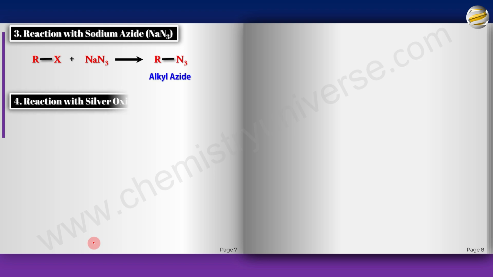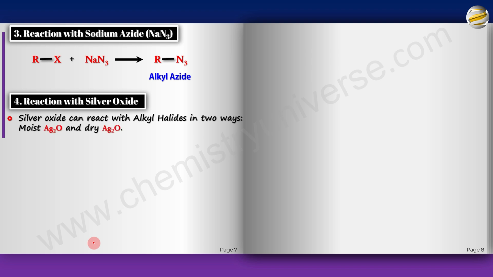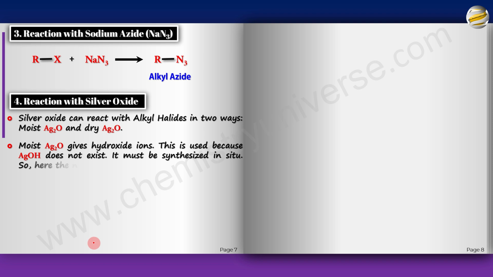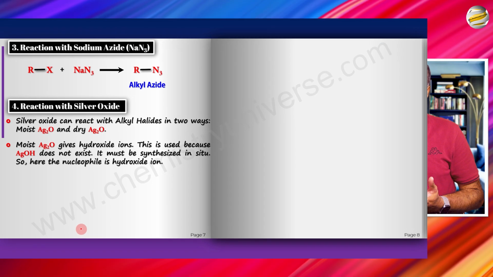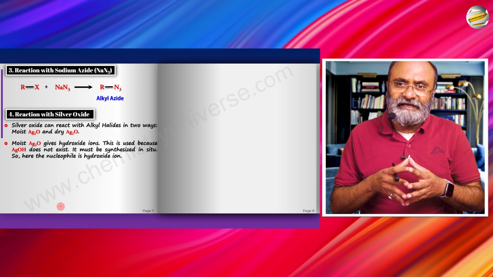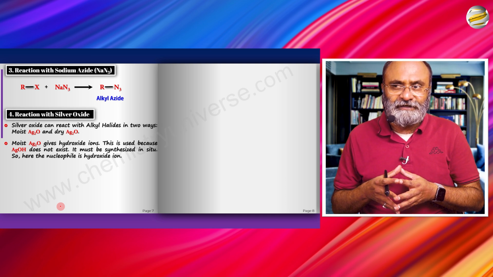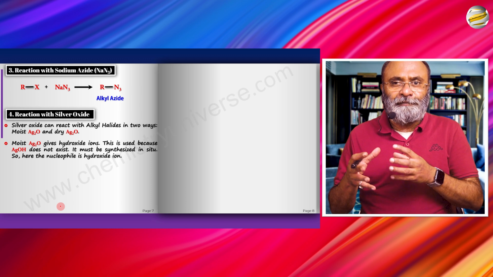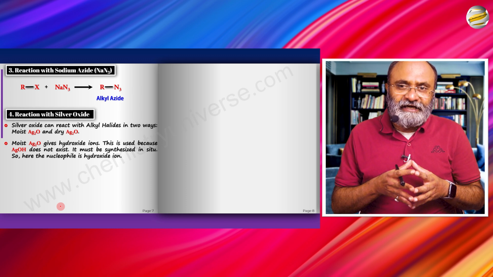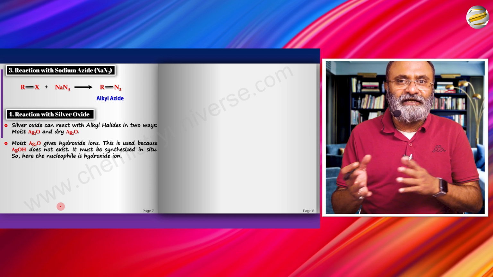Then you have reaction with silver oxide. Let's see how this happens. Now, silver oxide can react with alkyl halides in 2 ways, that is moist and dry. Now, moist Ag2O gives hydroxide ions. So here the nucleophile is hydroxide ion. So what you have to understand is, in moist Ag2O, it will first form AgOH because it's the metal oxide. Now, AgOH is not stable enough to be prepared and kept in the lab. So we create AgOH during the reaction itself, and then it will immediately react.